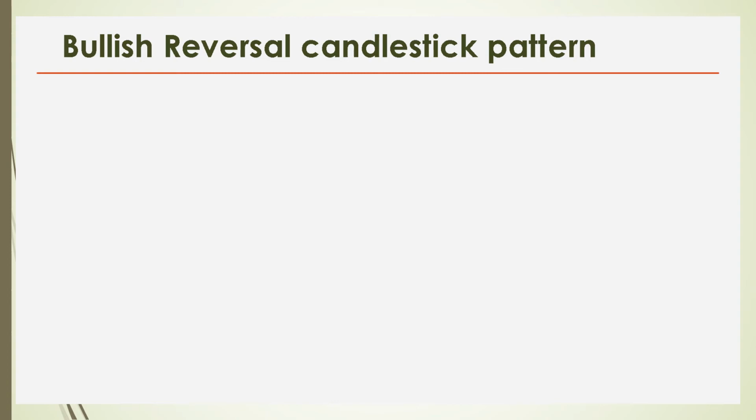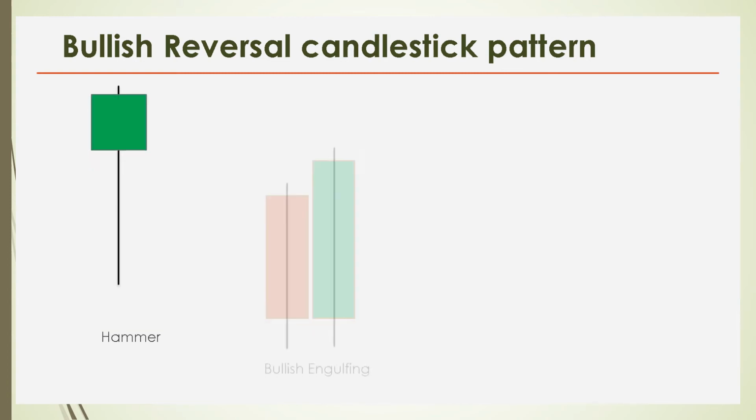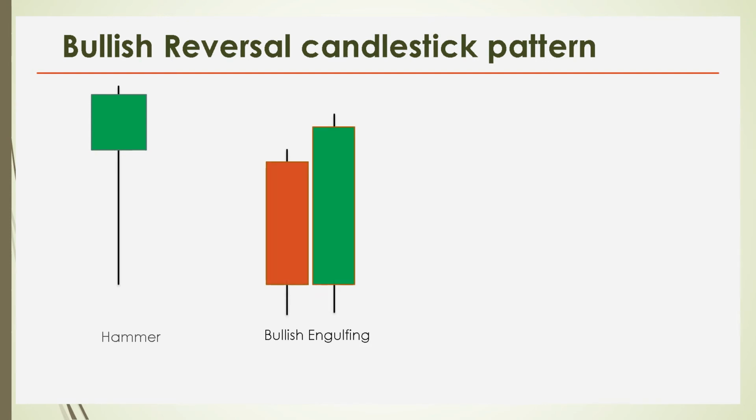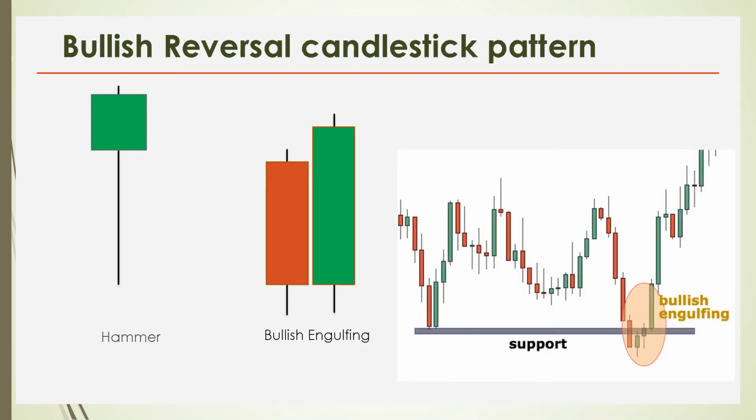In the image below, you can see an example of a bullish reversal candlestick pattern, which is commonly used by traders, that includes the hammer candlestick pattern as shown in the picture below, and the bullish engulfing pattern as follows.